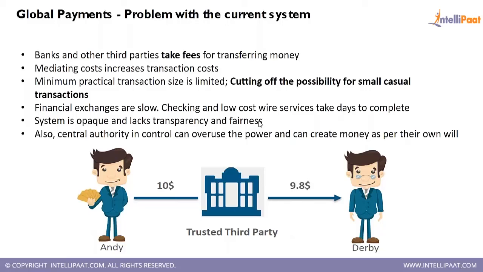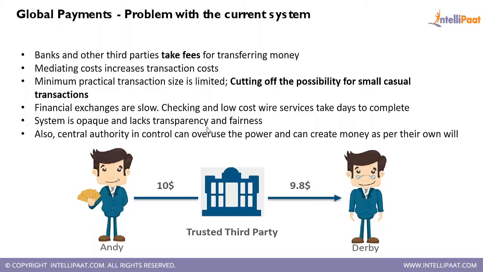If I talk about Swift, today it has 1 trillion transactions happening on a daily basis, with 8,000 plus banks enrolled on Swift. So it cuts off the possibility for small casual transactions. Basically you will make transactions only when it's really needed and when you don't have an option but to make the transaction. Financial exchanges are slow. Checking and low cost wire services take days to complete. That's what we talked about, 2 to 5 days.